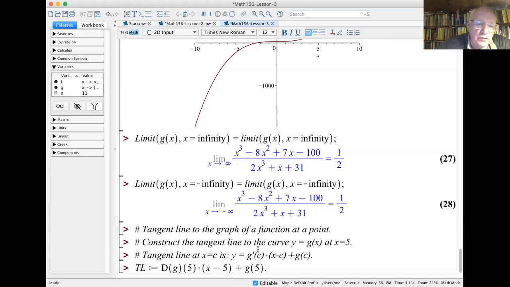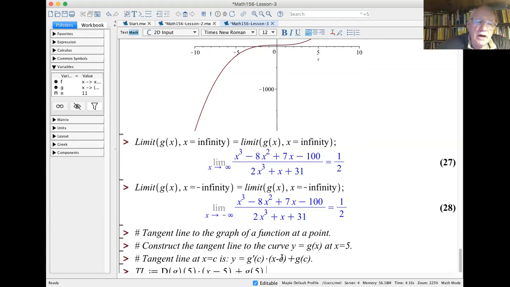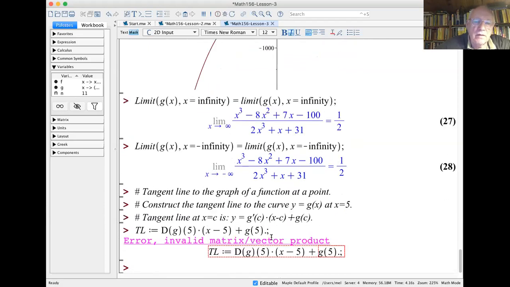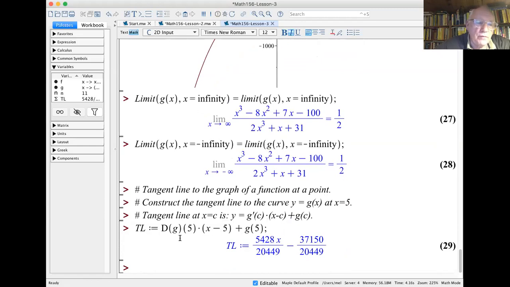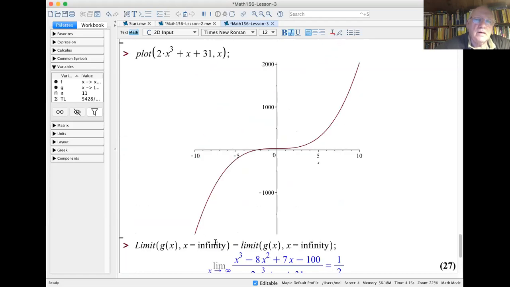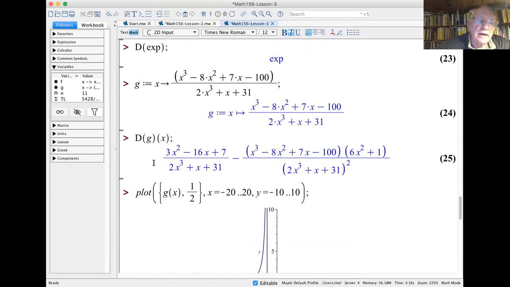Right? So you know from pre-calculus or high school algebra, this is the equation of the line. The slope is the derivative of g at 5. And at x equals 5, this is the point on the curve. That's the tangent line.